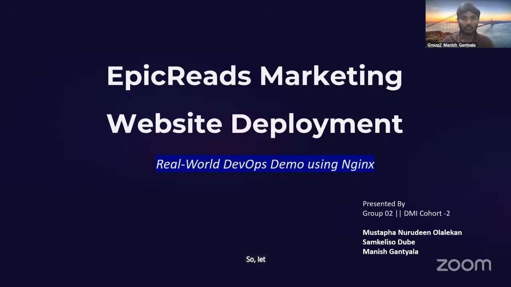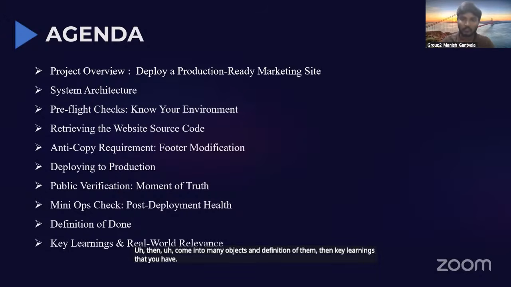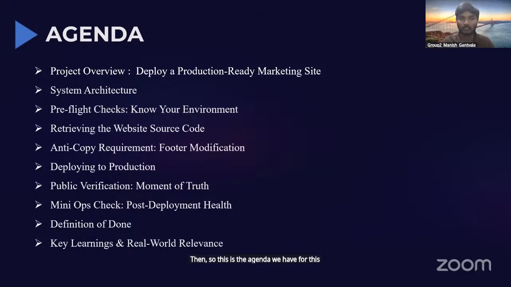So let's get into the agenda. Here we have a project overview, deploy a production ready marketing site, system architecture, and pre-flight checks, retrieving the website source code, footer modification, deploy to production, public verification, then mini ops checks and definition of done, then key learnings. So this is the agenda we have for this project. Then let's dive into the project.